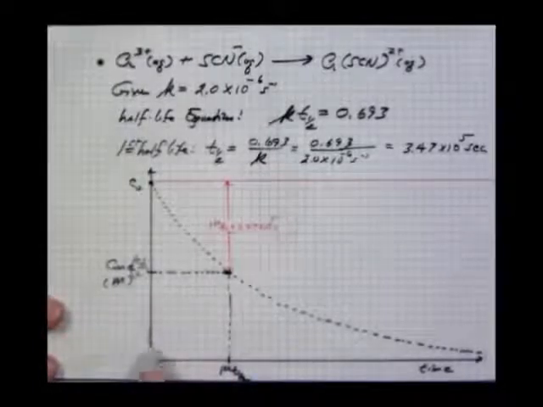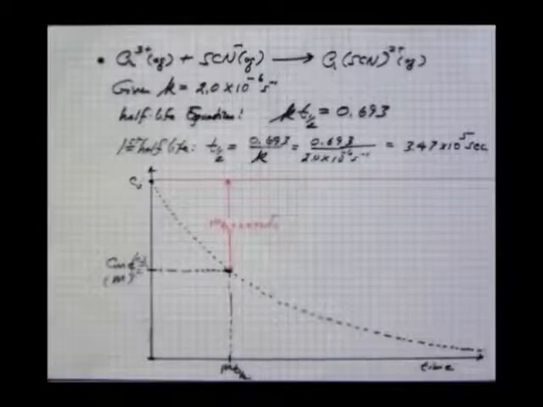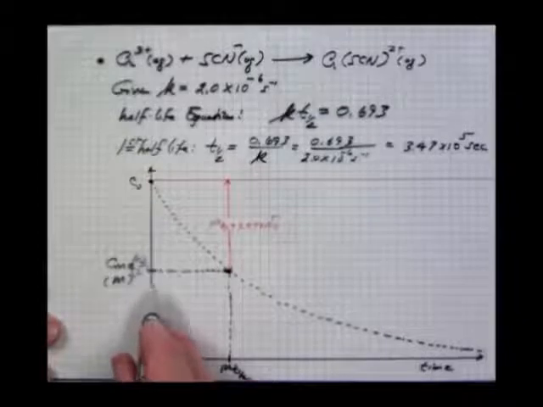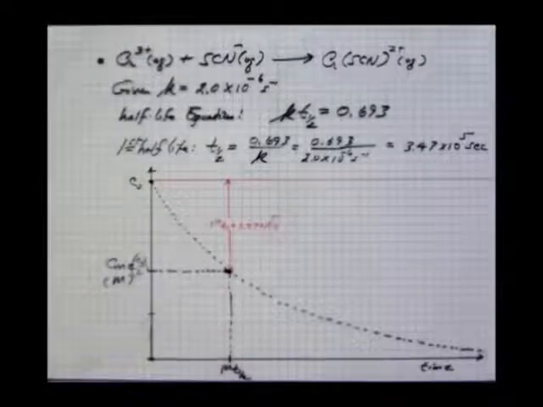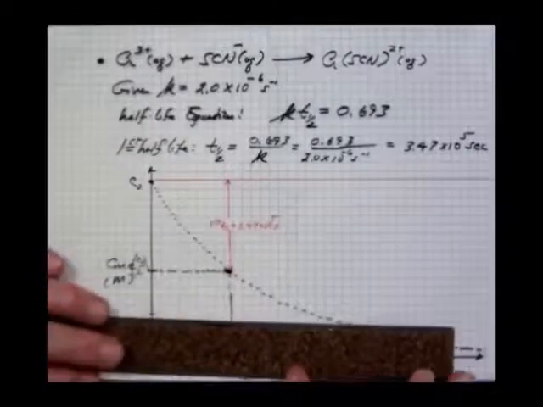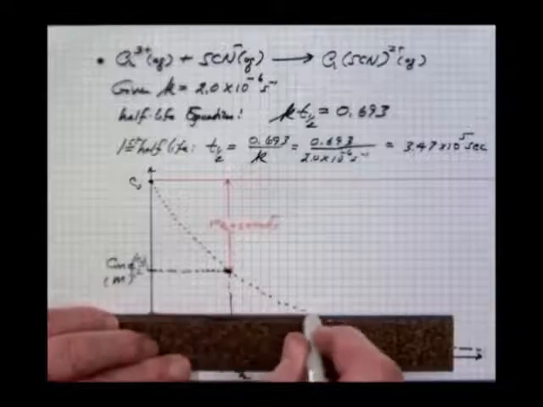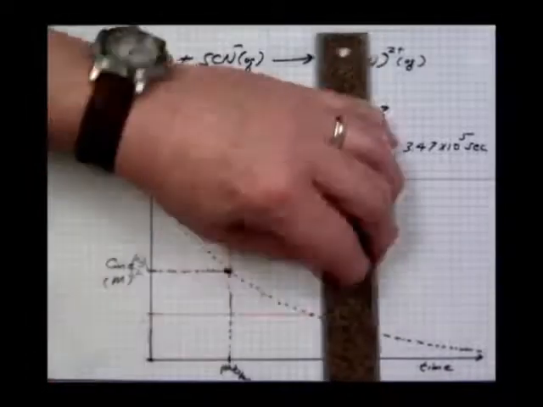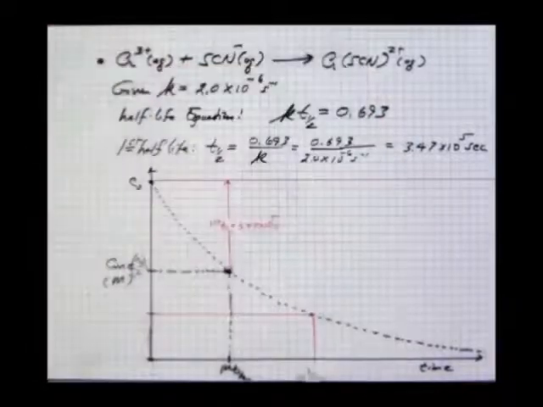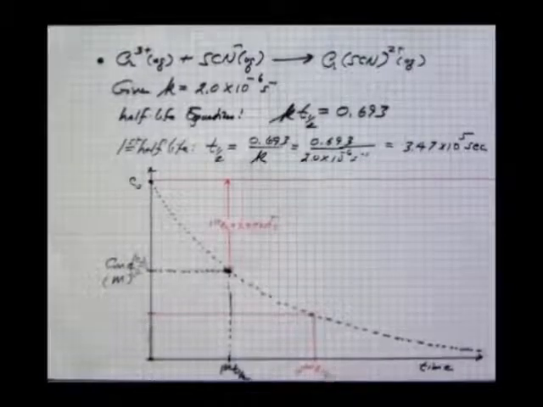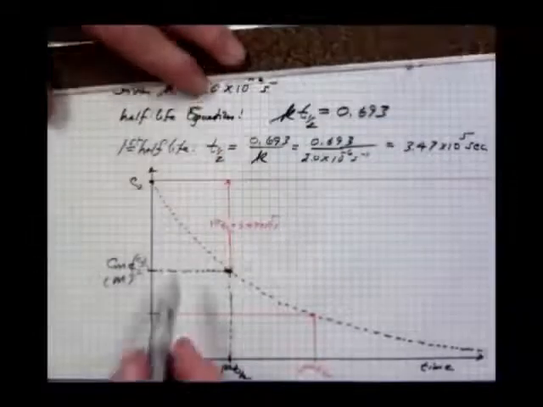So the second half-life would go 1, 2, 3, 4, 5. So this point right here would be your point for your second half-life. We'll draw a line straight across to the graph, mark that point, and then come straight down to the horizontal axis, the time axis. And there is the point where is the second t to the 1/2.